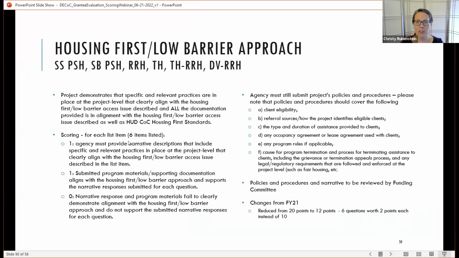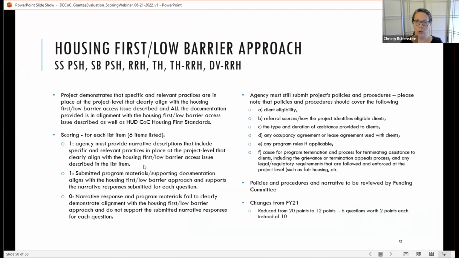All right, housing first and low barrier, largely the same, but consolidated a bit. So this was 20 points last time around. It's now 12 points. Instead of 10 questions, there are 6, but they cover much of the same material. The way this is being reviewed is each question is worth 2 points.